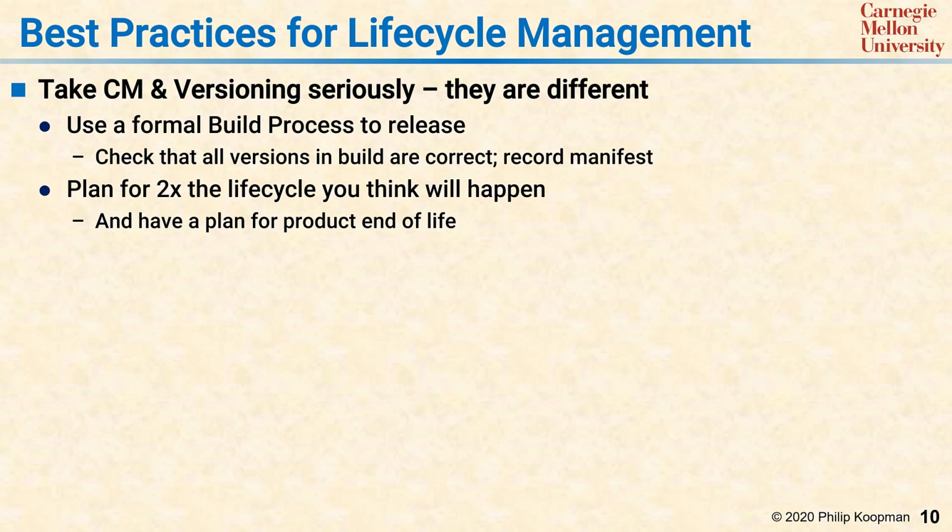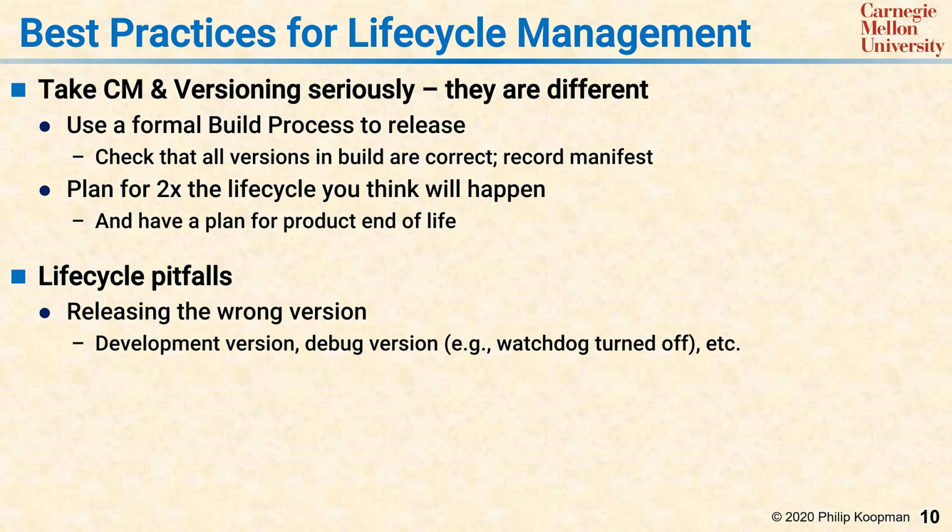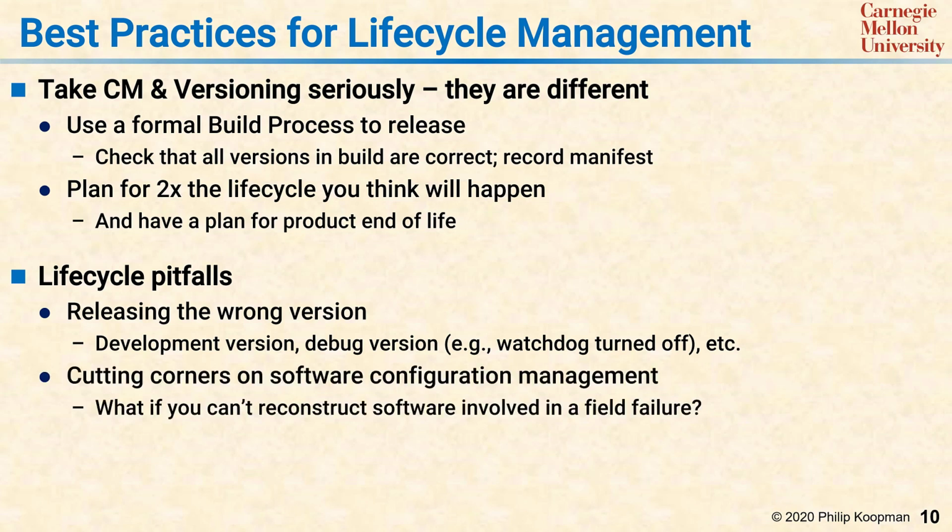There are a number of pitfalls for life cycles. One pitfall is releasing the wrong version. It's surprisingly common to build and release a development version instead of a production version, or a debug version with a watchdog timer turned off, and so on. You need a good, rigorous build process to make sure the software you're shipping actually has all the versions of the pieces you think it should have. Another pitfall is cutting corners on software configuration management. If your configuration management's a mess and you have a field failure, it may be difficult or impossible to reconstruct the software inside that product so that you know what was actually going on.